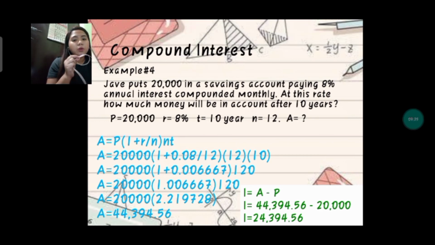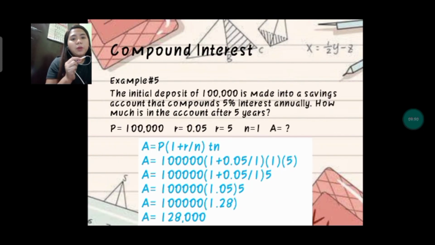To get the interest, we just use I is equal to A minus P. The accrued amount is 44,394.56, and the principal amount here is 20,000. So 44,394.56 minus 20,000 equals 24,394.56.